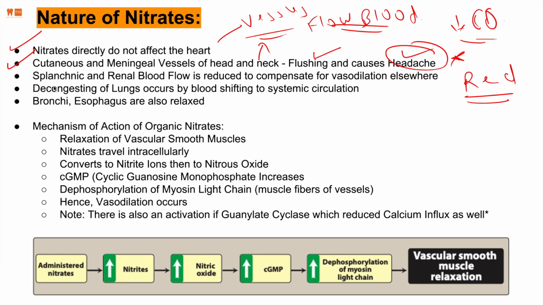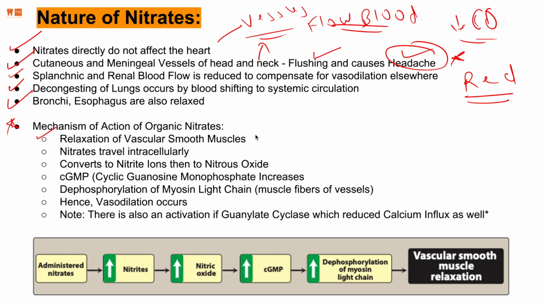And then, of course, the splanchnic and the renal blood flow is reduced to compensate for vasodilation. So all the other bodies are also affected. Decongestion of lung occurs because the blood shifts to systemic circulation, so no congestion of the lungs. And then, of course, bronchi and esophagus are also relaxed overall. So what's the mechanism? What happens in the molecular world that the nitrates lead to this? And this is my favorite part because it involves pathophysiology. So, relaxation of vascular smooth muscles.